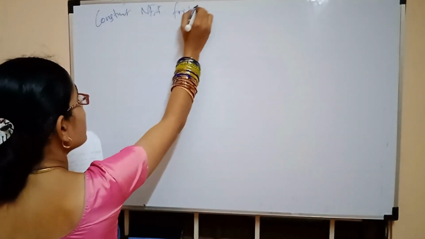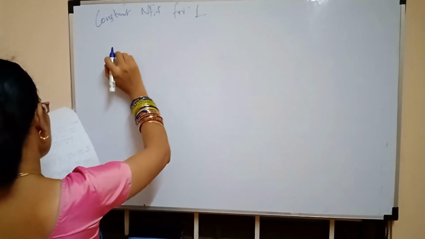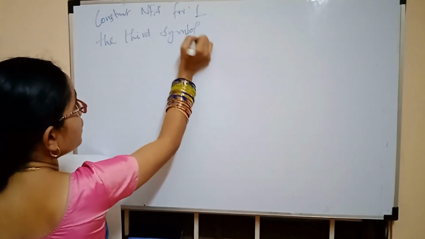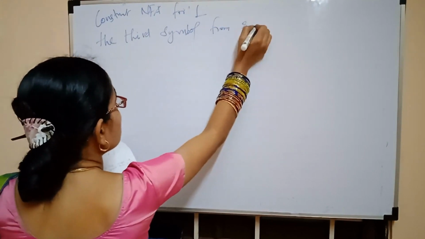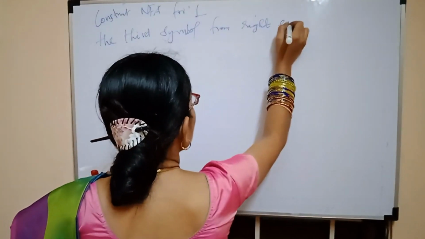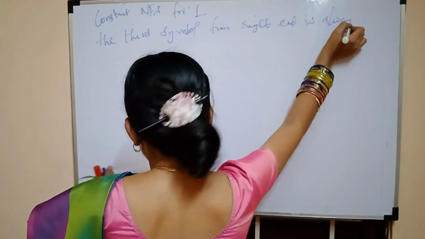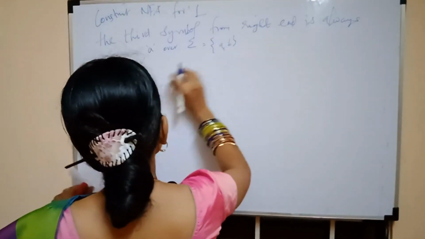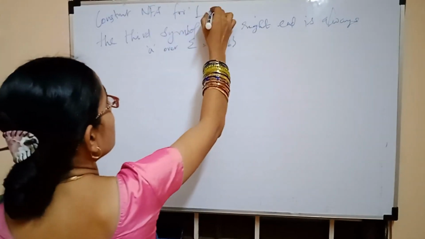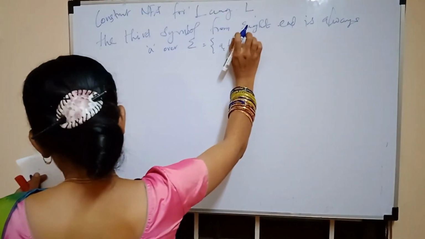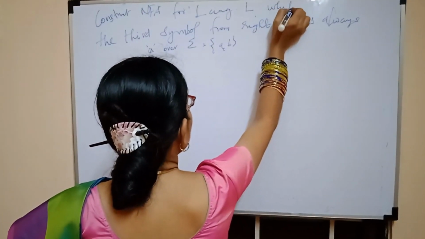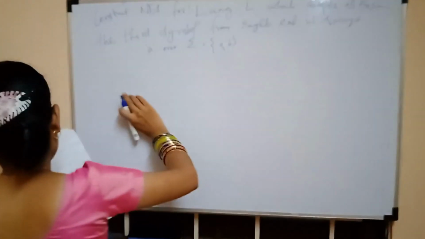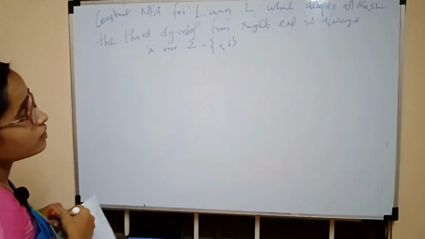Construct an NFA for a language L which accepts all the strings in which the third symbol from the right end is always A, over the input alphabet sigma, A comma B. Please note down the statement. Okay, this is what they have given.